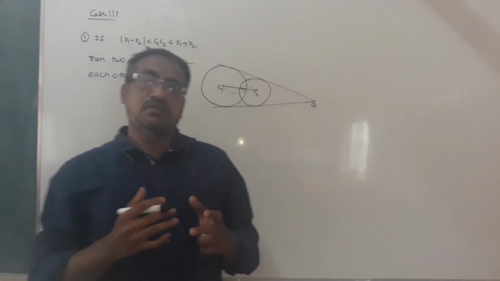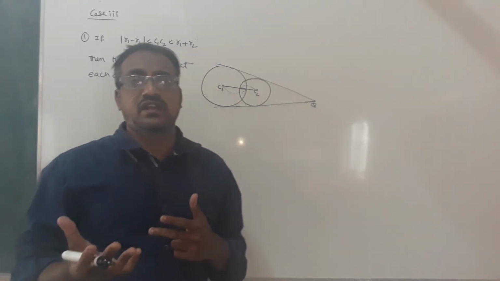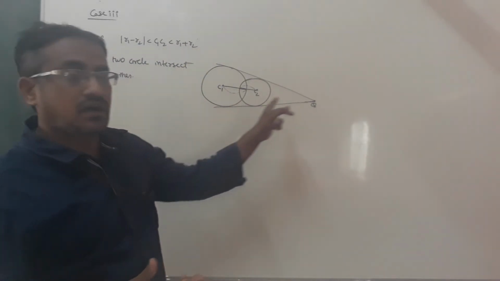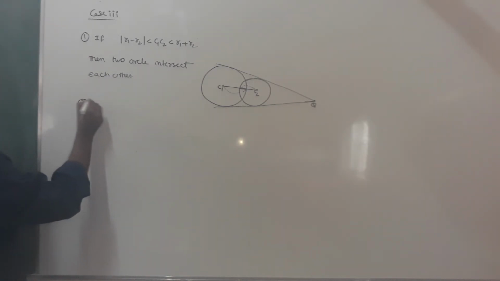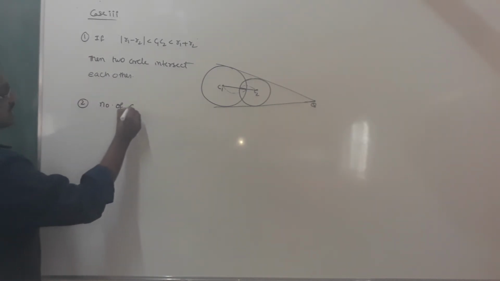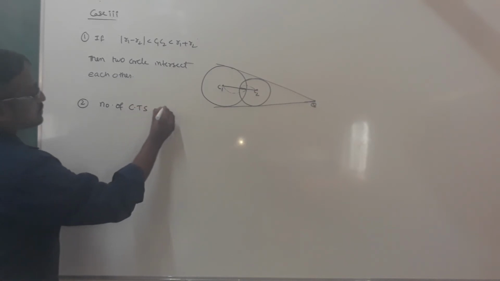Now let us think about the common tangents. Here you can draw only one pair of direct common tangents. So the number of common tangents is equal to 2.